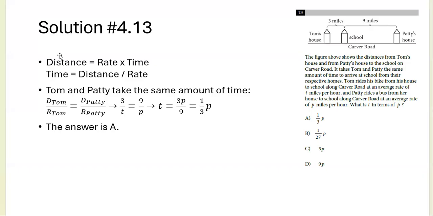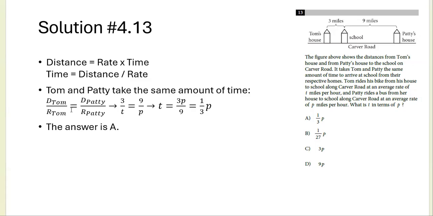So, this distance equals rate times time. We can solve for time. So time equals distance over rate. The time it takes for Tom and Patty is the same. So Tom's distance over Tom's rate equals what's the other person's name? Patty's distance over Patty's rate. So that's what I wrote over here. Okay, so this is the concept of setting them equal to each other as well.